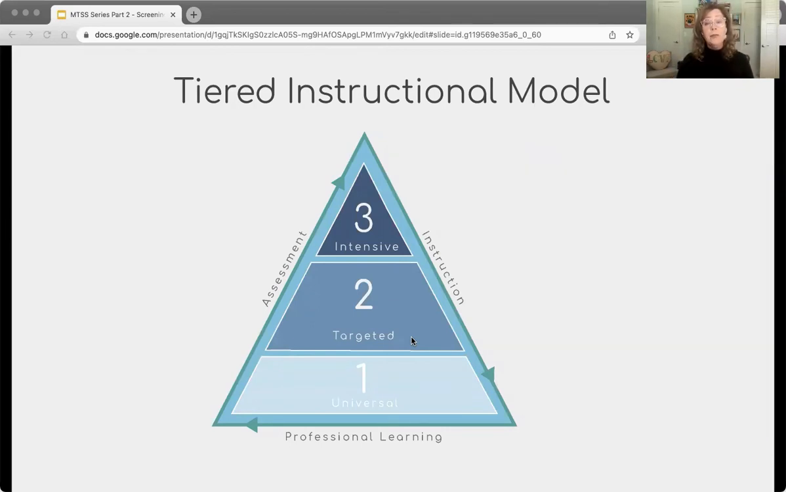Now, most of the students in your class are supported by just Tier 1. Typically, 80% of students fall into Tier 1, 15% Tier 2, and that last 5% Tier 3. Students receiving Tier 2 supports are performing about one grade level below, and students receiving Tier 3 supports are two or more grade levels below their assigned grade level.